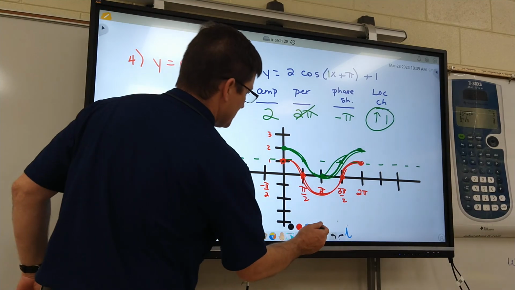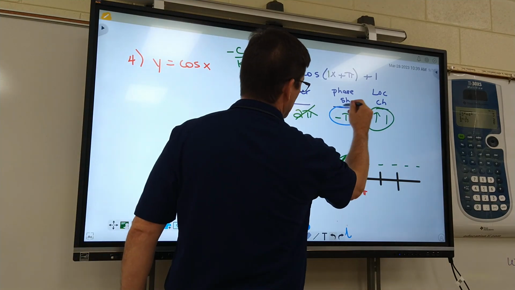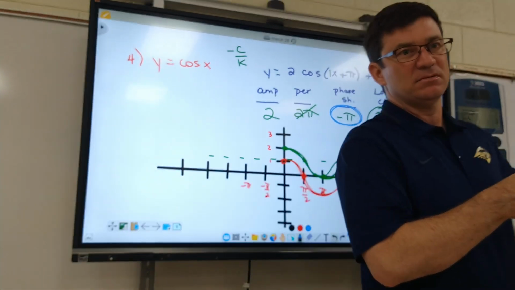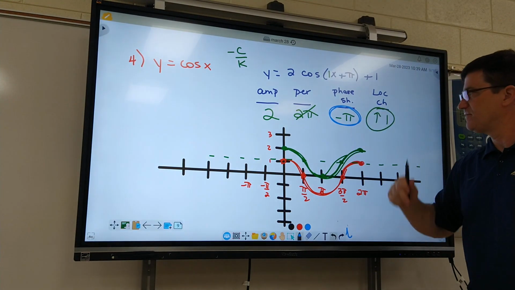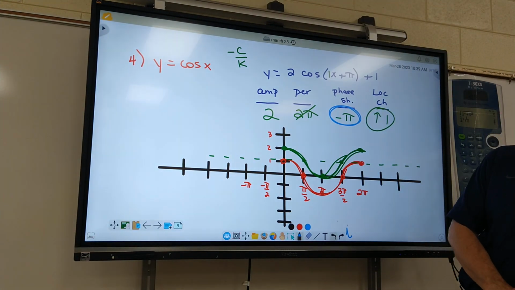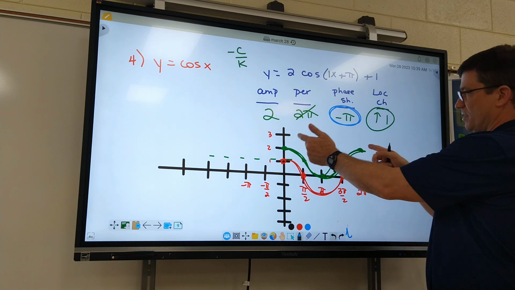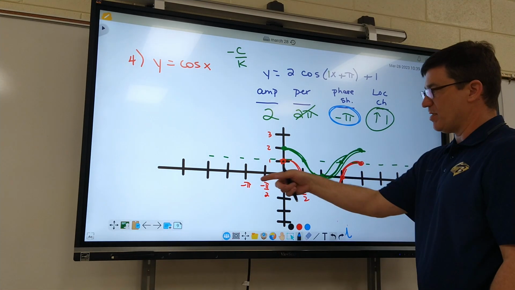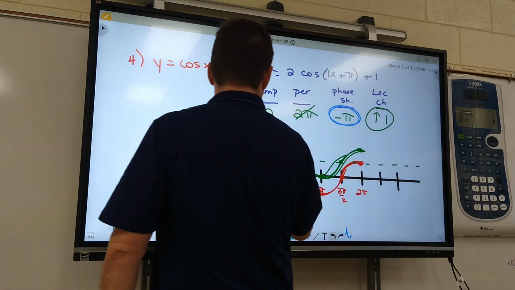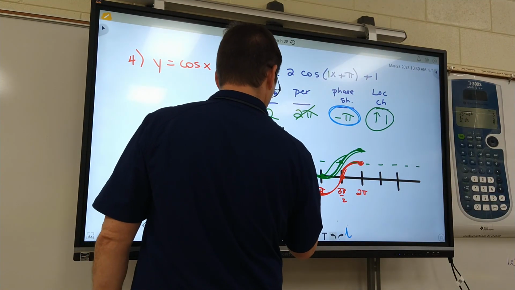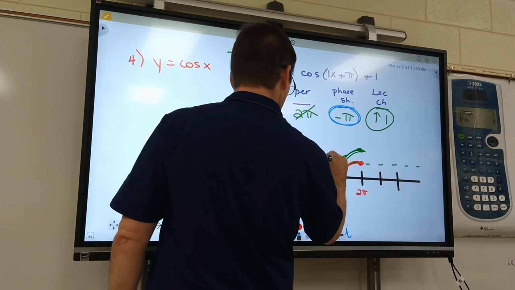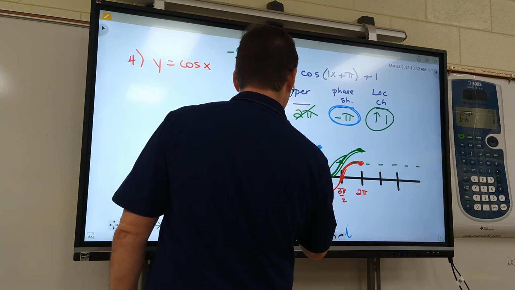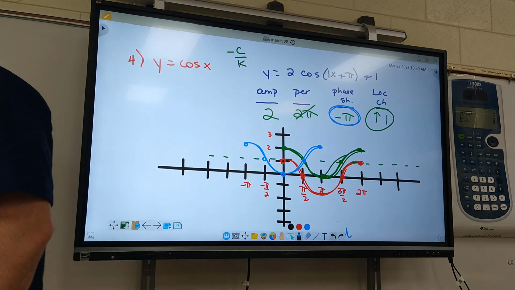All right, so next is the easy one. We got to do phase shift. Remember, that's just when you shift it left or shift it right. Where do we shift this one? It says shift it to negative pi. So look, we're going to take this graph in green, and we're just going to slide it over to negative pi. So it'll be here, here, here, here, here. There you go.